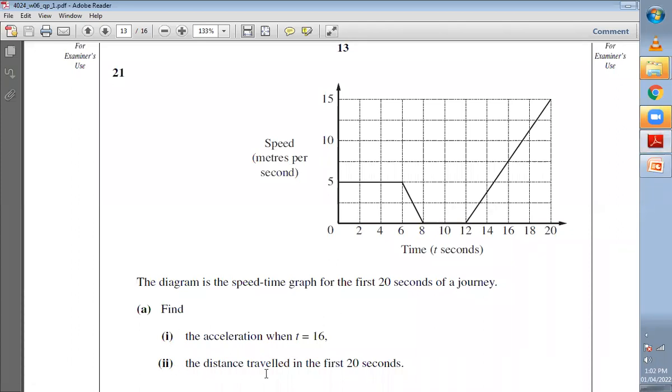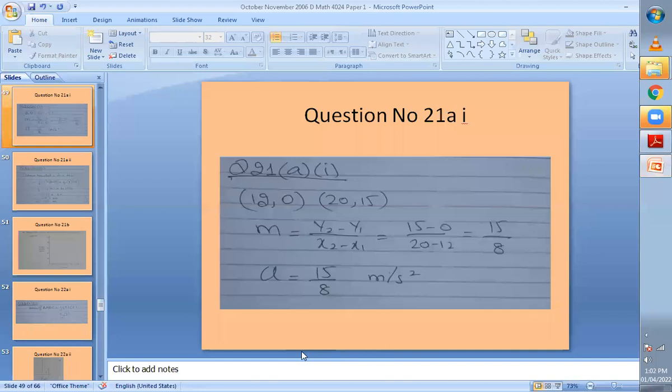The second part is the distance traveled in the first 20 seconds. So the distance traveled in the speed time graph is equal to the area under the speed time graph. So basically there are two areas. This area is a trapezium, and this area is a triangle. Here the car is not moving. From 8 to 12, the car is not moving. So I will find the area of this trapezium and I will find the area of this triangle. I will add up the areas together, and that will be equal to the distance traveled in the 20 seconds. So let me show you how I've done this.